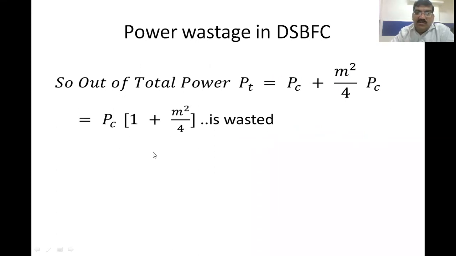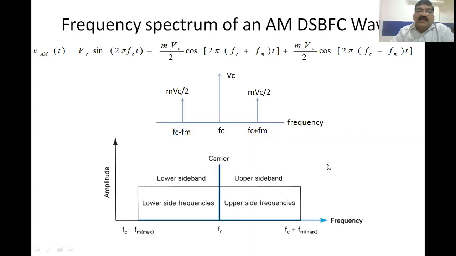So this much power is wasted in double sideband full carrier. Now this is what the spectrum looks like. This is MVC by 2, this is VC, this is MVC by 2. This is the upper sideband FC plus FM, and FC minus FM is the lower sideband. These things we know. So this is the lower sideband frequency, and this is the upper sideband frequency that we are transmitting.